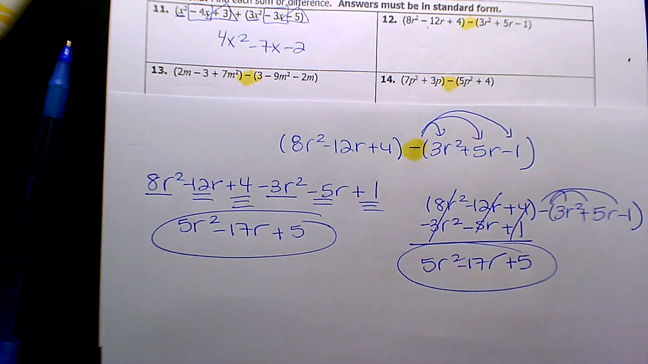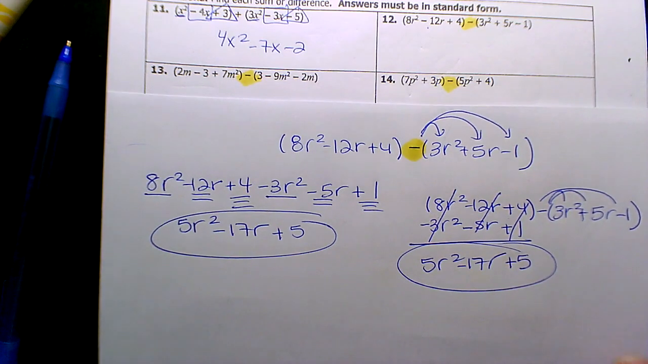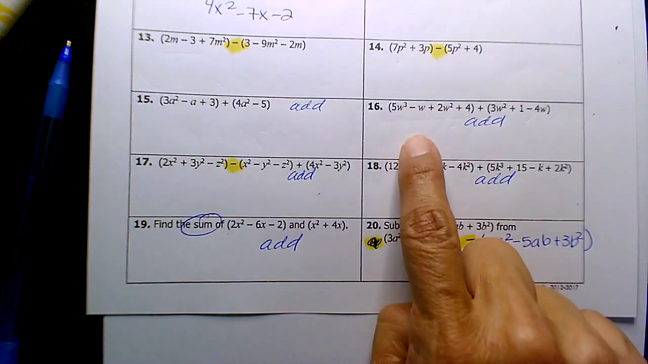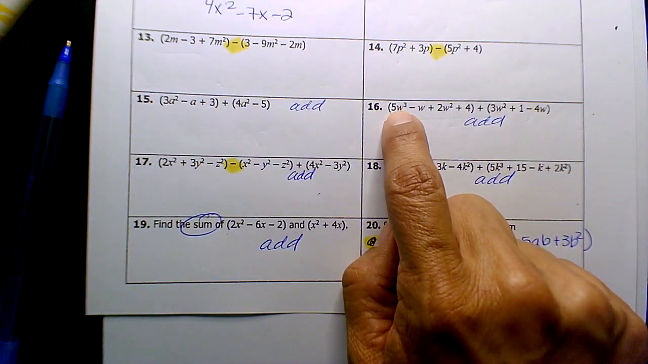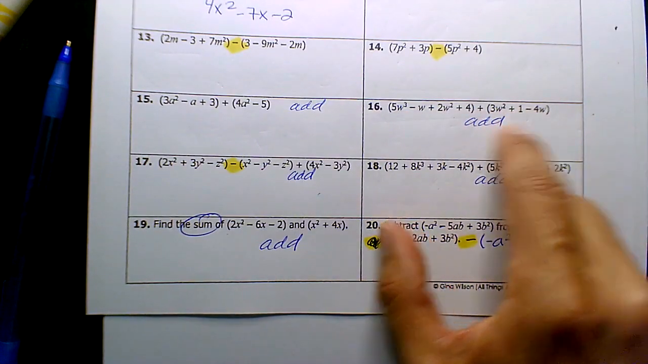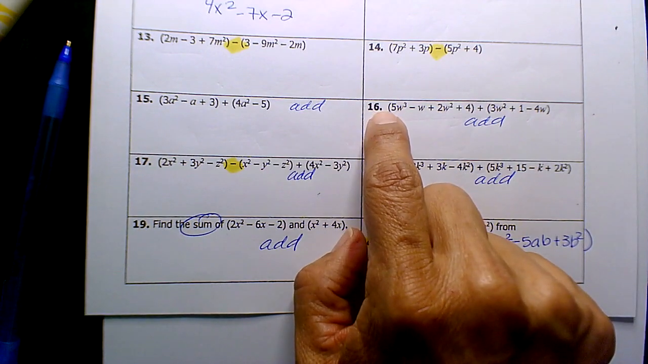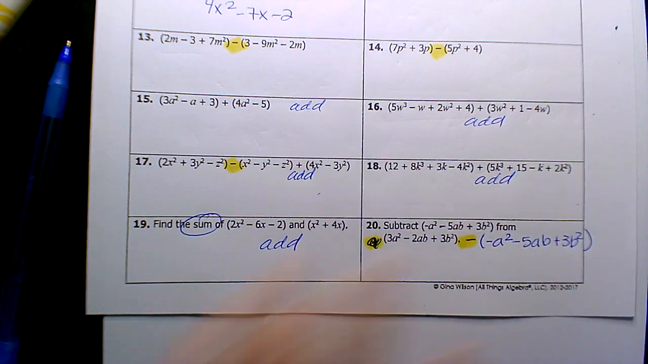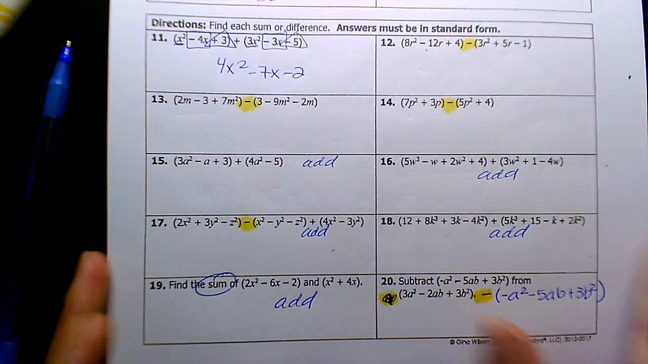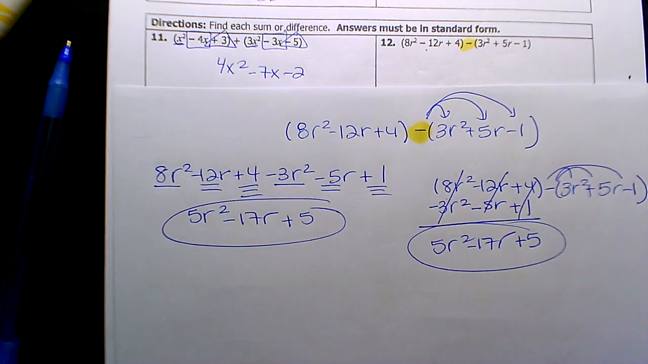But remember, if there isn't a term to combine with, don't force it. Like here on number 16, there is no w cubed, so you wouldn't force the 5w cubed. If it's a loner term and there isn't one to combine, don't force it, okay? All right.